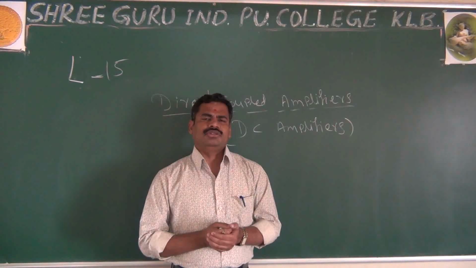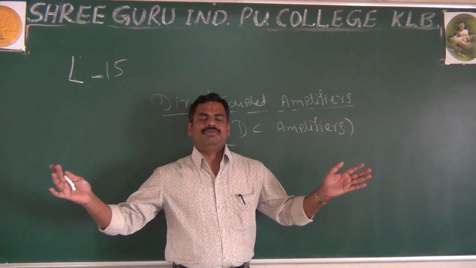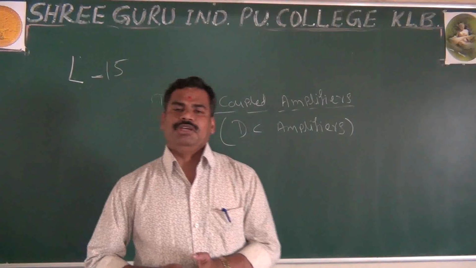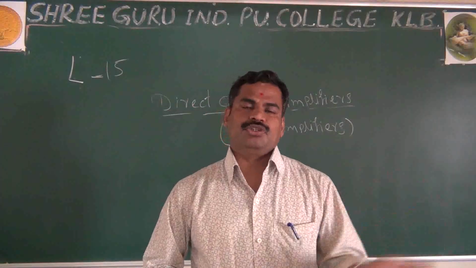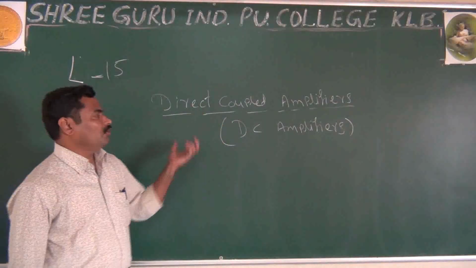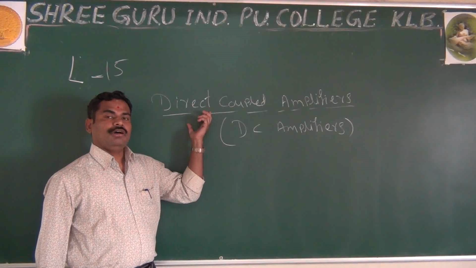Or you can say, if you use a very large capacitance value, the capacitor's size is very big. If a capacitor or a transformer is very big in size, it is not possible to construct it in ICs. That's why we prefer to go for the direct coupled amplifier.